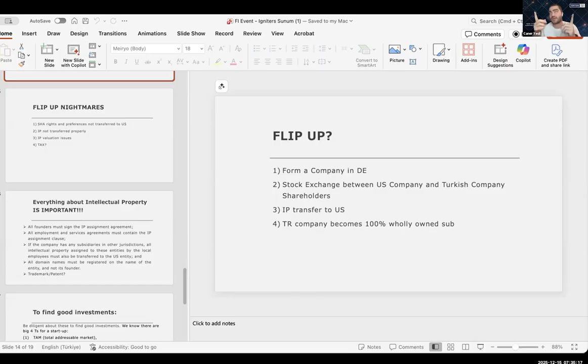But yes, the best scenario is picking the right jurisdiction in the beginning. But having the option to flip up is a good thing. And sometimes investors require this from you, by the way. A Silicon Valley investor, this happens a lot to us. A Silicon Valley investor liked a company, we have a cybersecurity company from Turkey. They loved it. They wanted to invest $20 million. Amazing. But they don't want to invest in a Turkish company. So they require you to flip up.